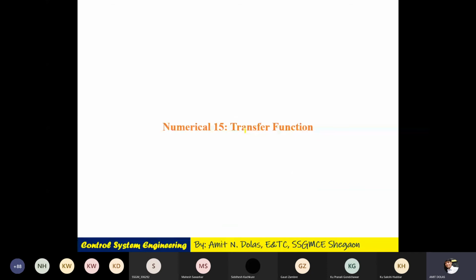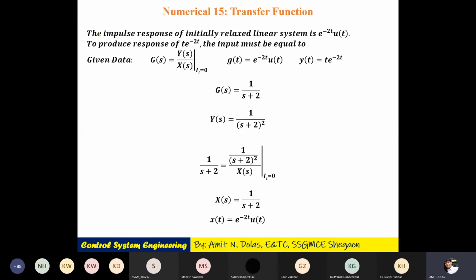Next is the 15th numerical. The impulse response, you have to pay a lot of attention to the wordings, of an initially relaxed linear system, initially relaxed means initial conditions are 0, is e raised to power -2t u of t.